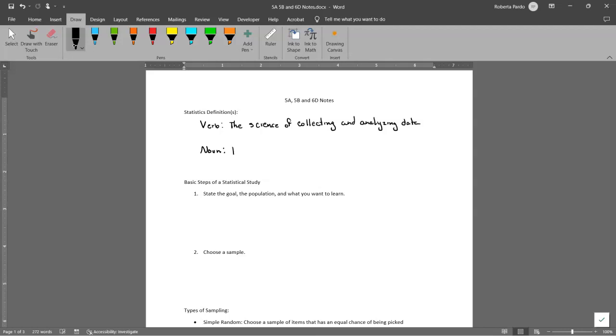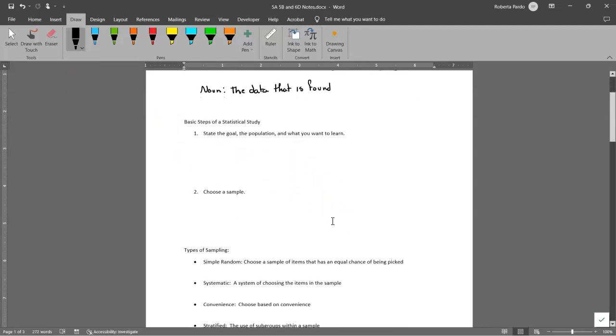And in terms of the noun, statistics is also the data that is produced, or the data that is found from this collecting and analyzing. To some extent, we can also say it's the inferences that we make after we've analyzed the data. So when we talk about the science of collecting and analyzing the data, we always make inferences. In other words, we make those conclusions based on our collection and analyzing of the data. And so there are some basic steps to every statistical study.